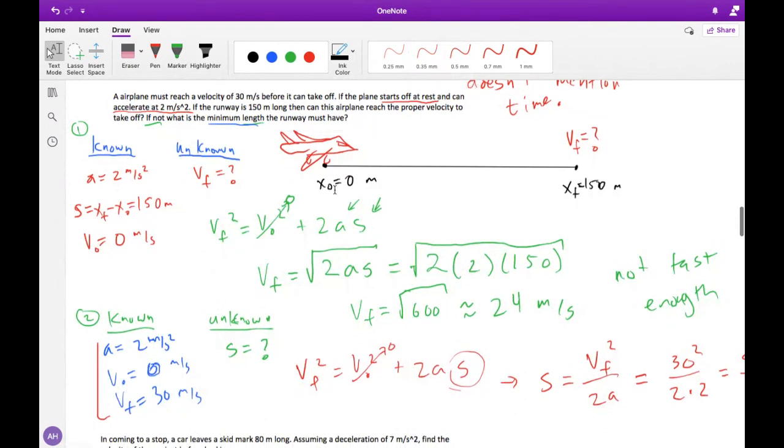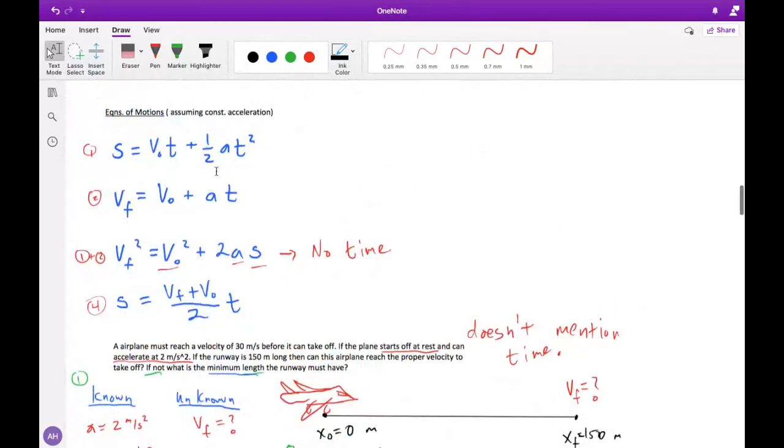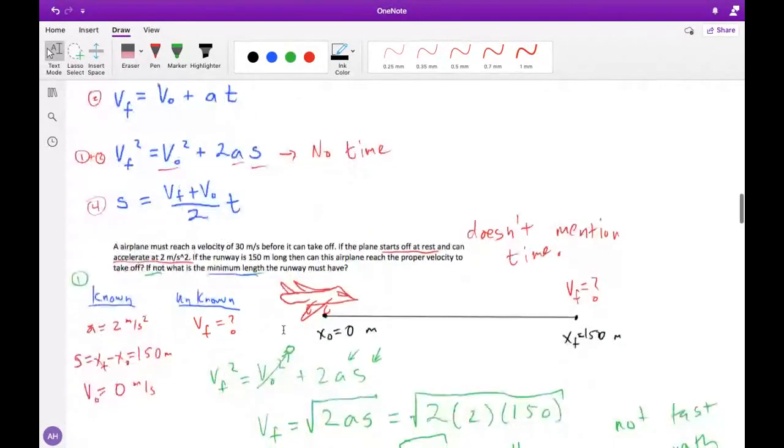So this is a classic example of what a kinematics problem would look like. It would give you this word problem. From the word problem, find your knowns and unknowns, draw your picture, and then pick which one of your equations of motion would best help you out for the situation at hand.